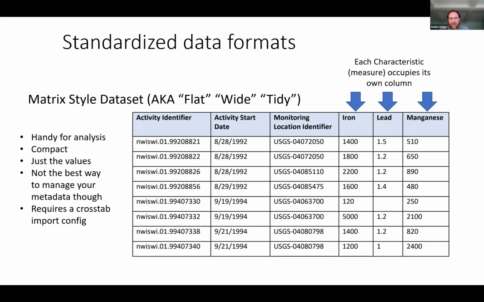This first one is a matrix style data set, also known as kind of flat or wide or tidy. This format's probably familiar to you. Every row is a different day's observation. Every column is a different parameter that you're measuring. And then in the cells, you're storing those values, those measurements that you collected. And so this format is all about the numbers, right? Where we want to store the data, and it's very handy for doing analysis and comparing different constituent parameters that live in those different columns.